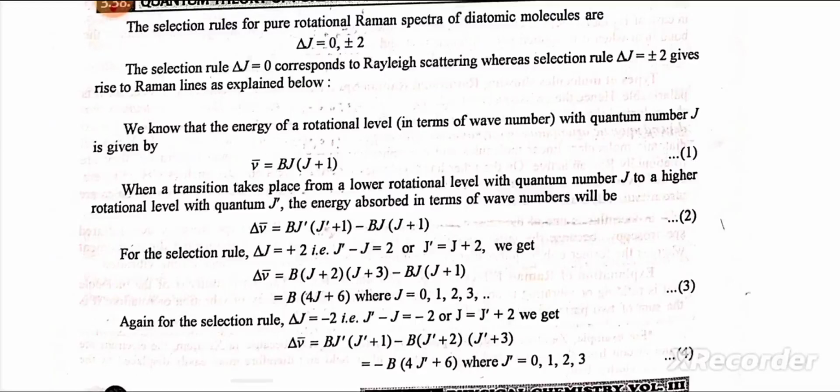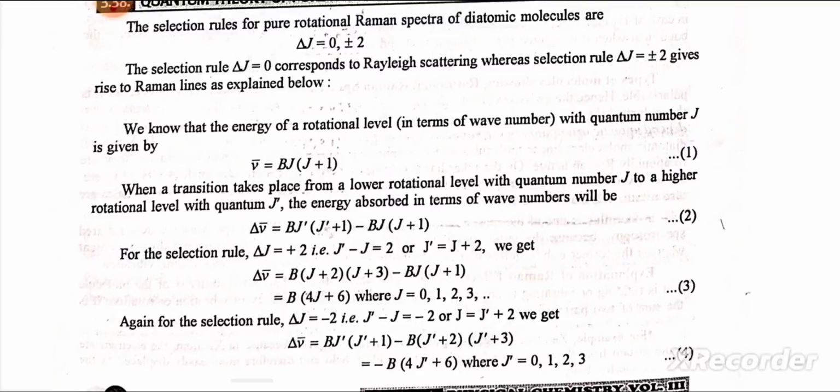When a transition takes place from a lower rotational level with quantum number J to a higher rotational level with quantum number J dash, the energy absorbed in terms of wave number will be delta mu bar is equal to BJ dash into J dash plus 1 minus BJ into J plus 1. For the selection rule delta J is equal to plus 2, that is J dash minus J is equal to 2 or J dash is equal to J plus 2, we get delta mu bar is equal to B into J plus 2 into J plus 3 minus BJ into J plus 1, which is equal to B into 4J plus 6, where J is equal to 0, 1, 2, 3.